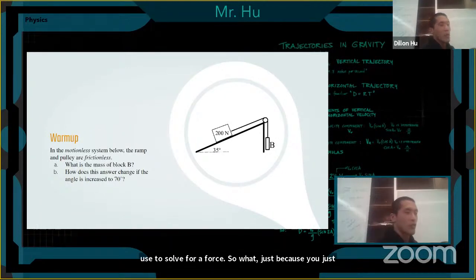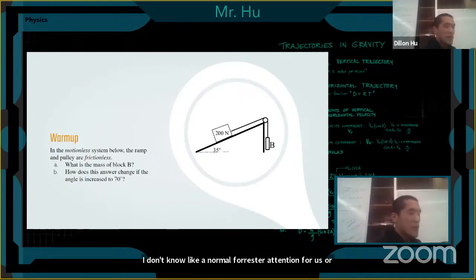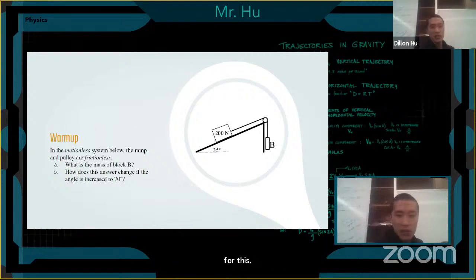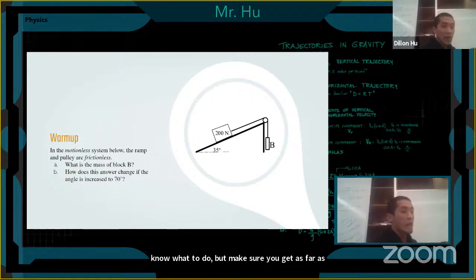For example, you might be solving for a normal force or a tension force or whatever, and then you realize that you don't have enough information to solve for this. It's easy to look at that and be like, I'm stuck. I don't know what to do. But make sure you get as far as you can in every single direction, and then eventually you'll probably end up with something like a system of equations, which you then can solve. So the idea is to try to get as many relationships as you can between the quantities and then solve for the forces.